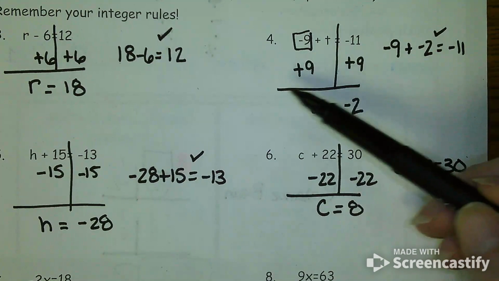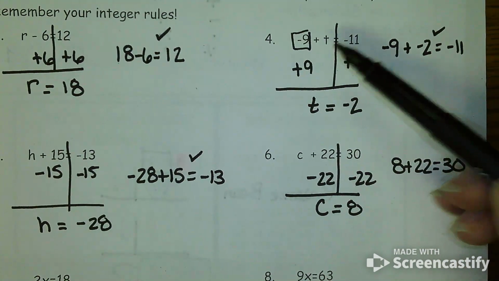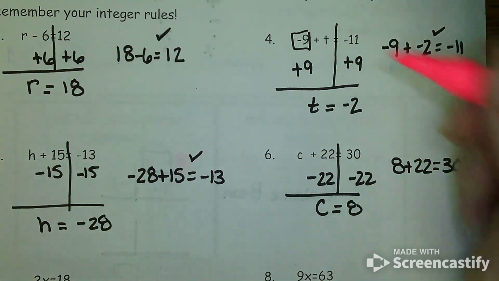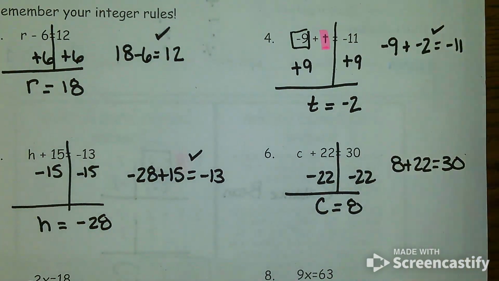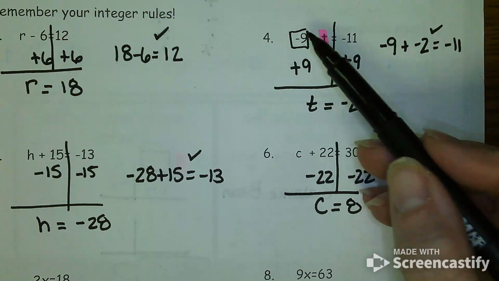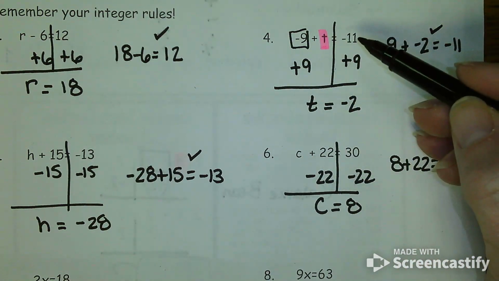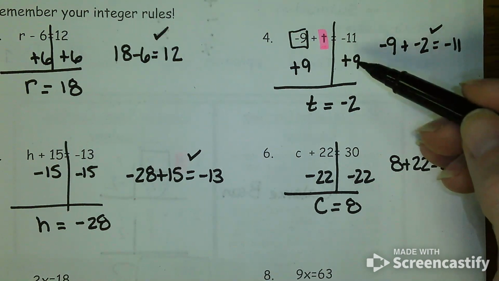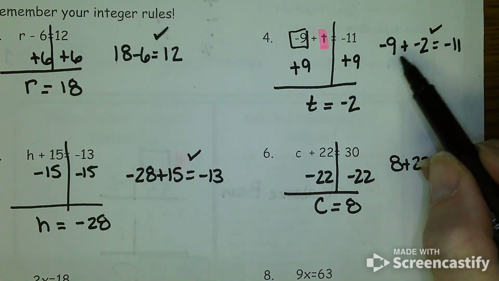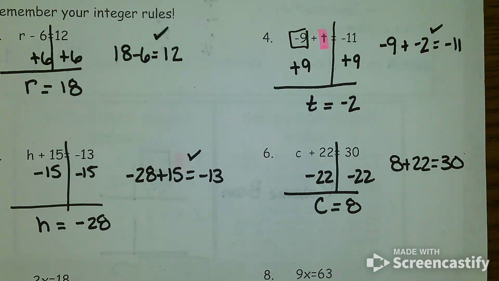Number 4, I draw my balance beam. I want to isolate the t. So I want to get rid of the negative 9. So that's my goal, is to keep that t. So get rid of negative 9 would be positive 9, or subtracting 9 is adding 9. And then when I combine these 2, negative 11 and positive 9, I get negative 2. Negative 9 plus negative 2 is negative 11.